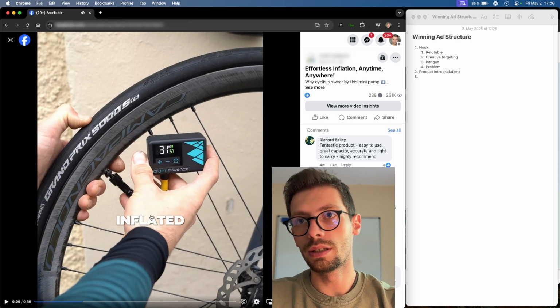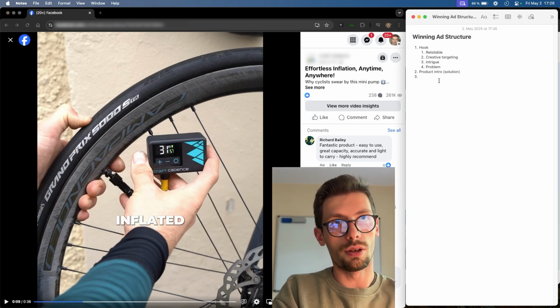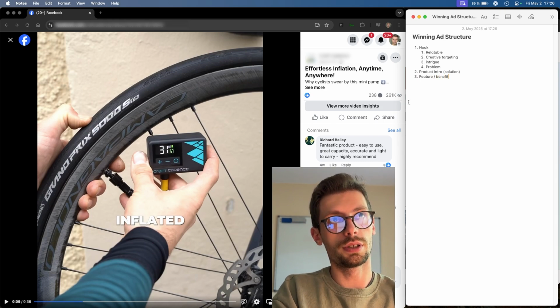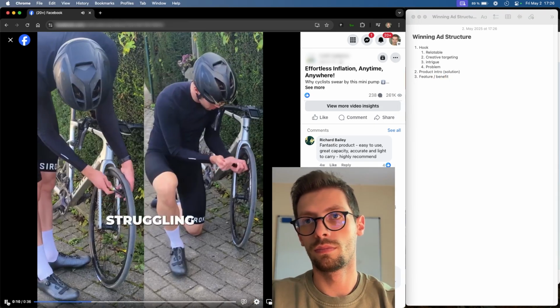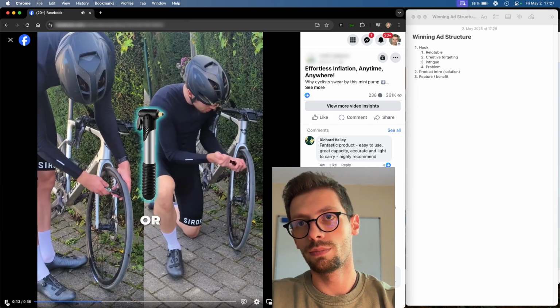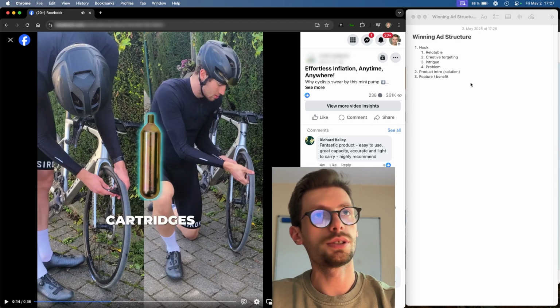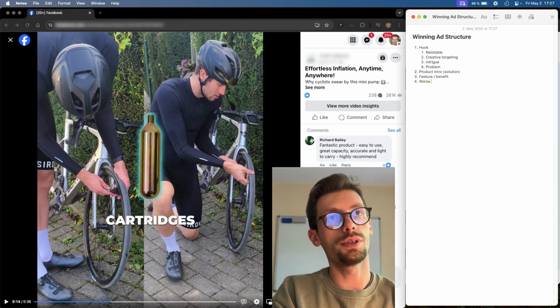Now we say in less than a minute his tire was fully inflated. So this is already like the feature / already benefit. He couldn't believe that he was still struggling with bulky hand pumps or wasting CO2 cartridges. Now we mention bulky hand pumps or CO2 cartridges. So this is worse failed alternatives.